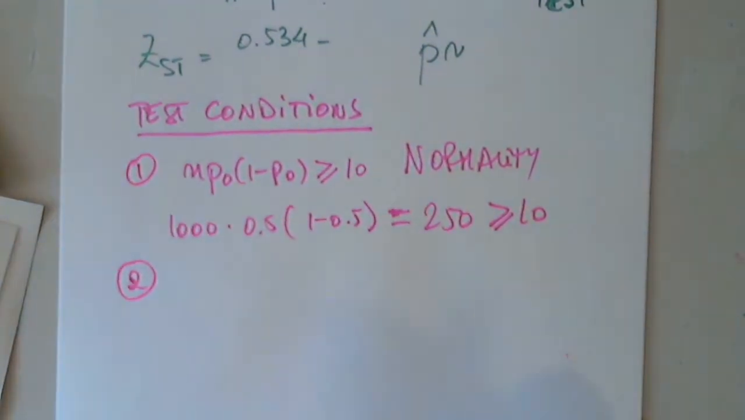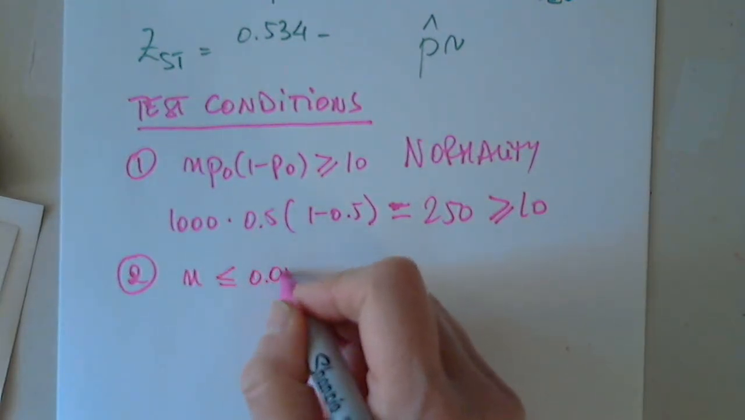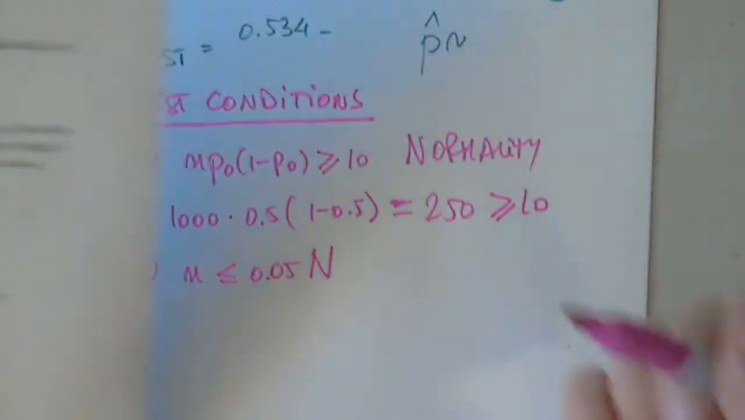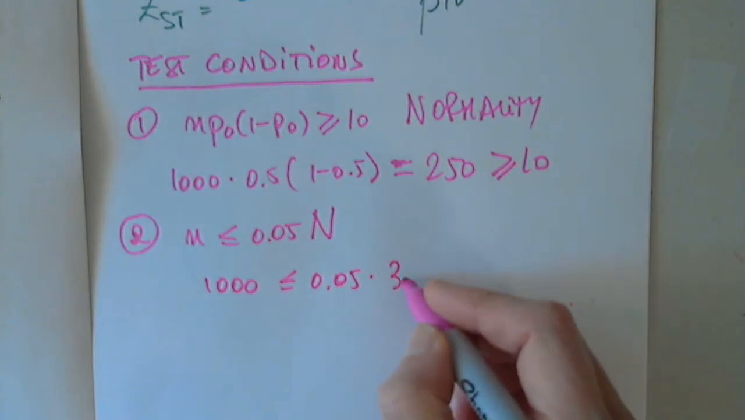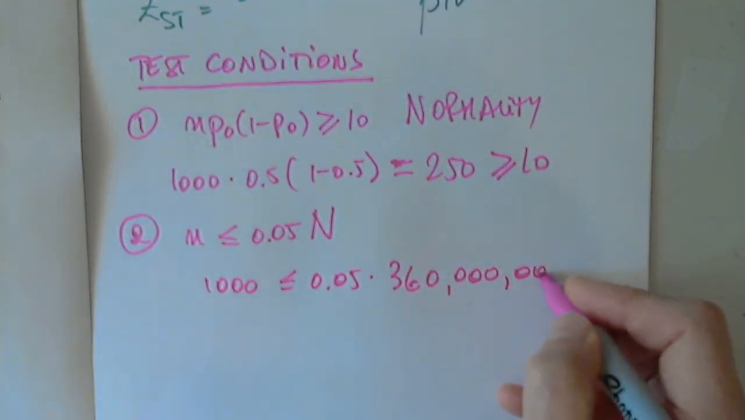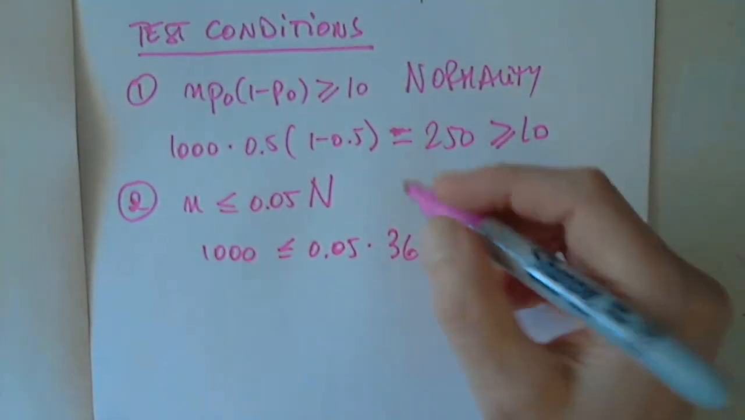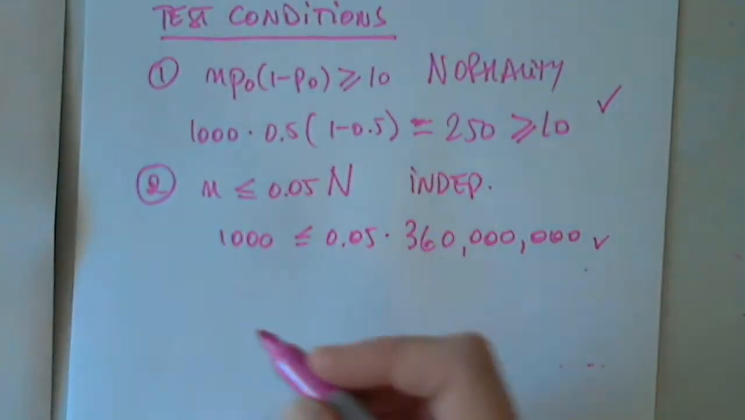Second condition, it was that n is less than or equal to 0.05 times the population. The population is the entire US. I didn't write that, but it's the entire US. So 1,000 is definitely less than 0.05 times 360 million. No question about that. So this is the condition of independence. Both conditions are fulfilled.